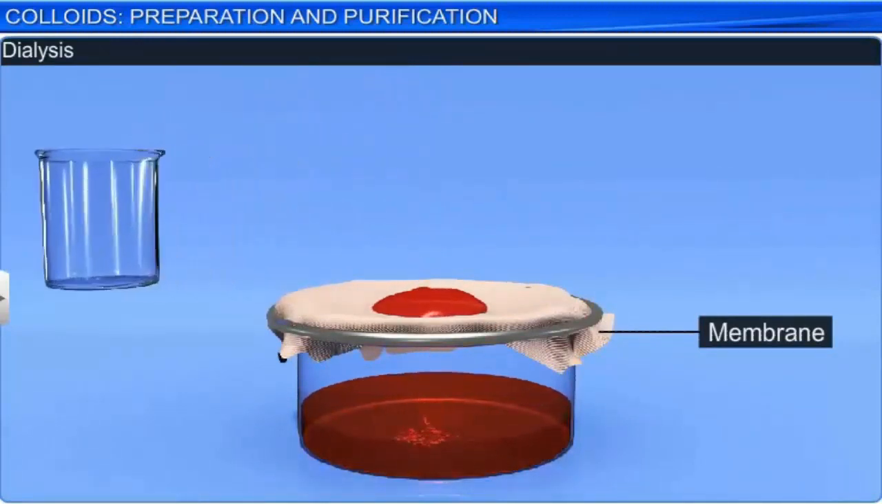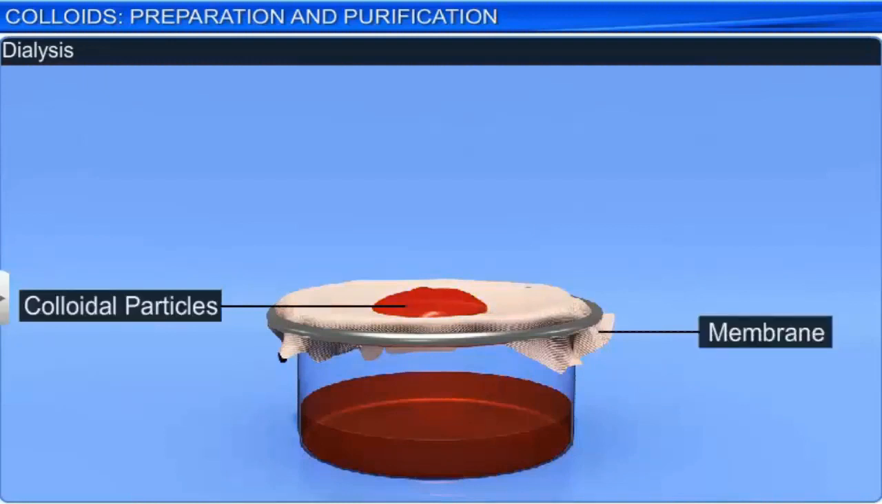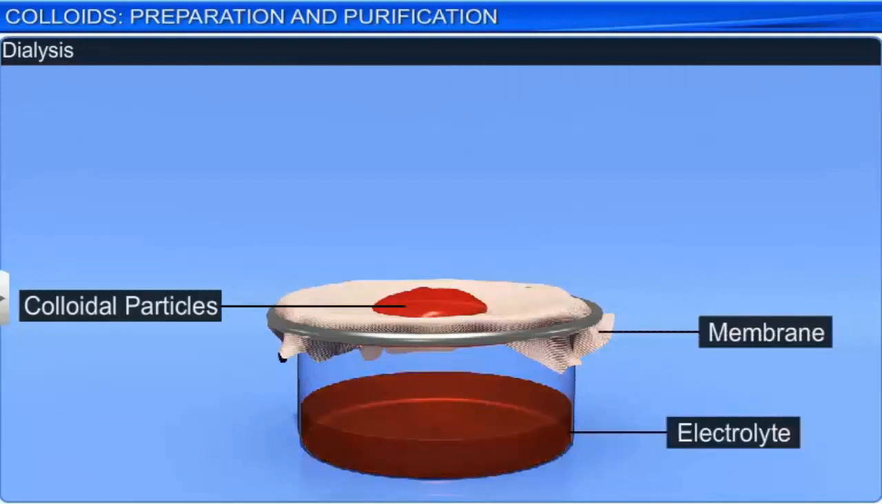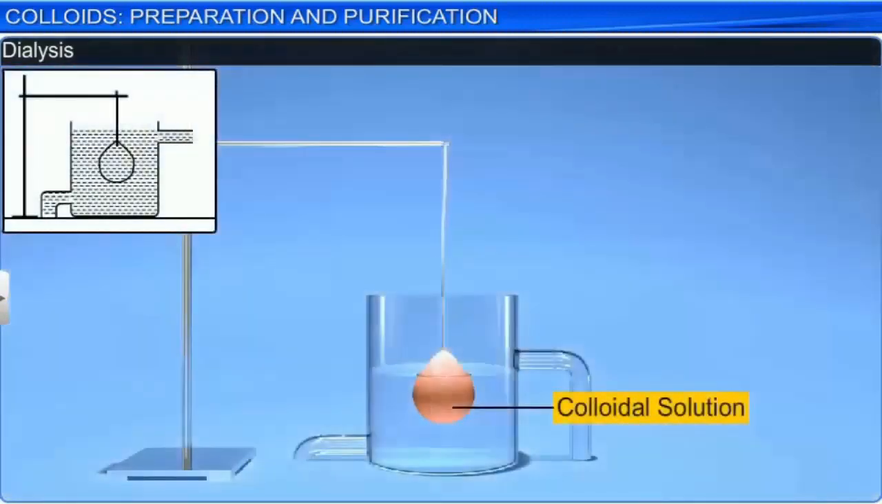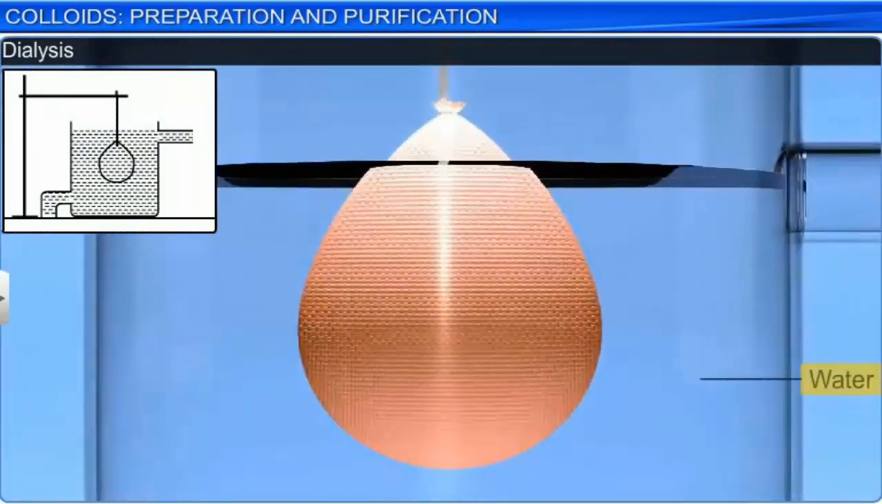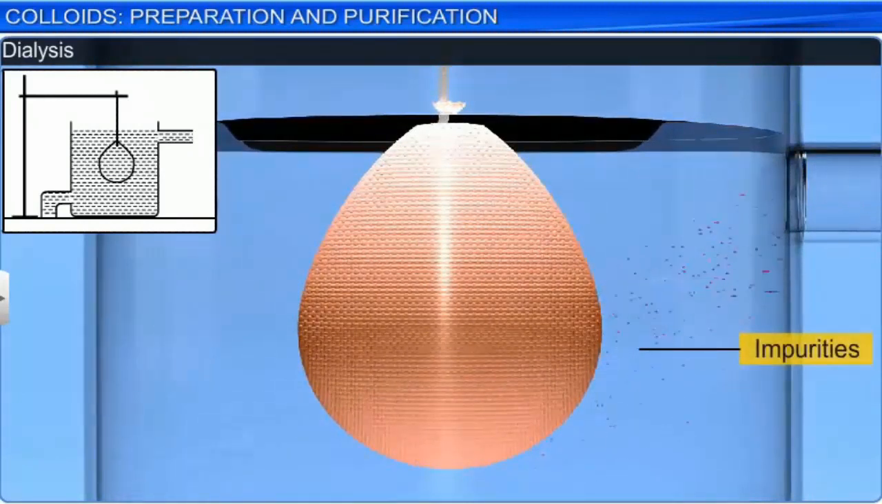This method is based on the fact that colloidal particles cannot pass through a parchment or a semi-permeable membrane, but the ions of the electrolyte can. The colloidal solution is taken in a bag of cellophane or parchment which is suspended in a vessel through which fresh water flows continuously. The impurities slowly diffuse out of the bag, leaving behind a pure colloidal solution. The apparatus used for this purpose is called a dialyzer.